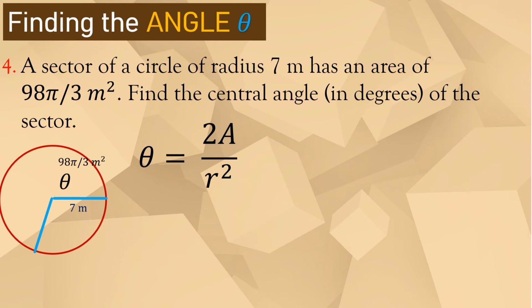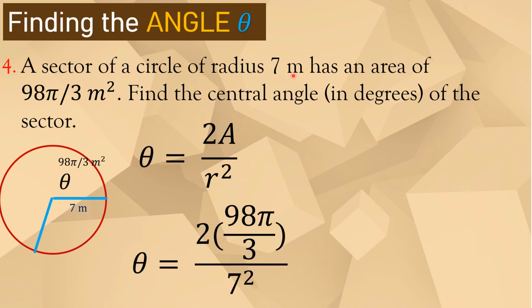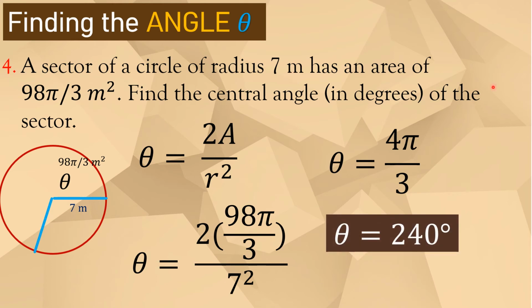Okay, so in this example, we're going to find the central angle in degrees of the sector. We know that the area is 98 pi over 3 square meters and the radius is 7 meters. We're ready for the substitution. So theta is equal to 4 pi over 3. Since the question is finding the degree, then the answer is 240 degrees.